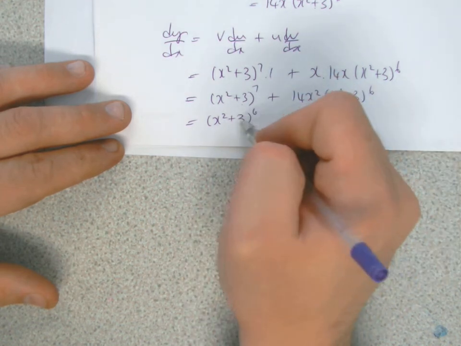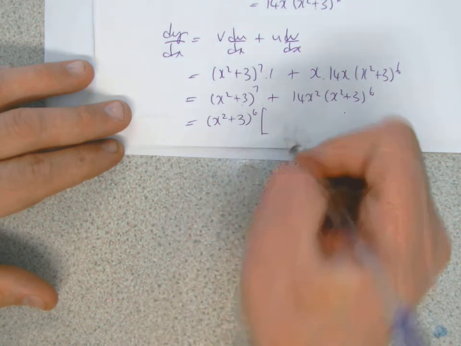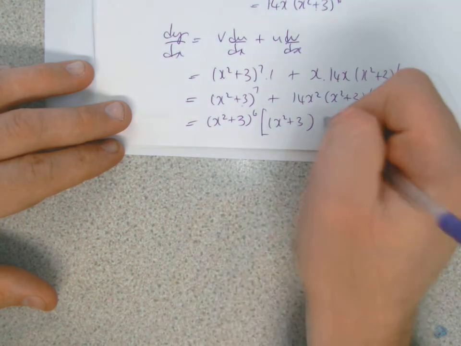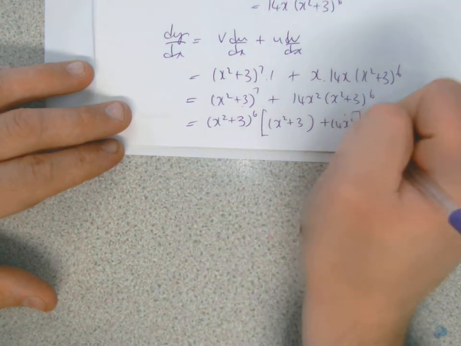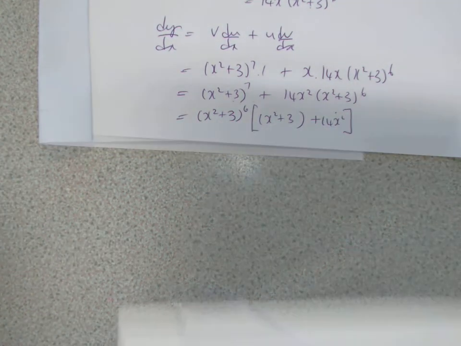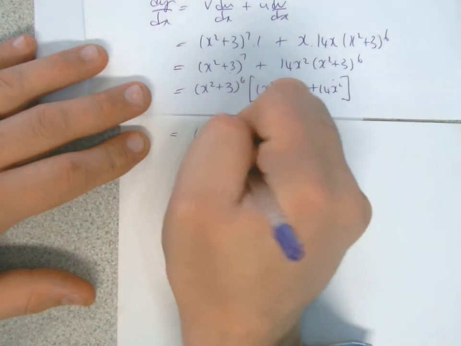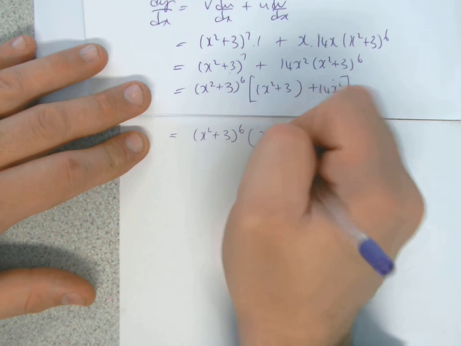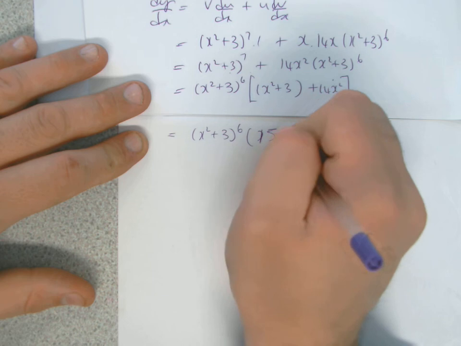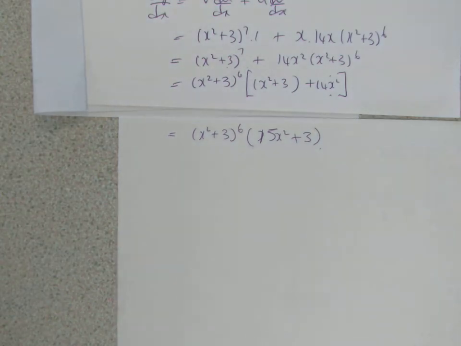So take out that as a factor, big bracket then, and then ask myself, what do I times by this to get that? That'll be x squared plus 3. And then what do I times by this to get that? That'll be 14x squared. And then the last step is just simplify this, so we get equals x squared plus 3 to the power 6, and then in here, we've got x squared, and 14x squared is 15x squared, plus 3. And we've simplified it as much as possible.